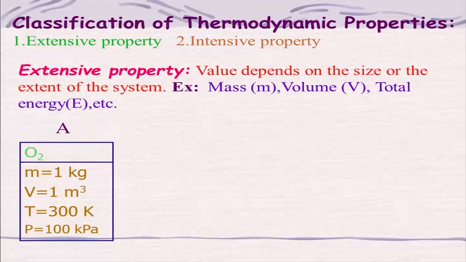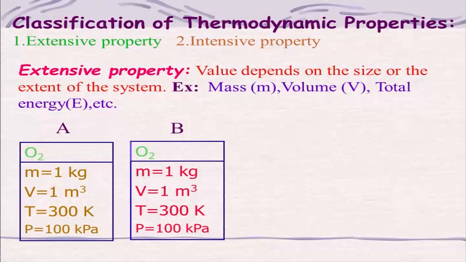Let's say there is a cylinder which contains oxygen, 1 kg of mass and 1 m³, and it is at temperature 300 Kelvin and pressure of 100 kilopascal, right? And there is another cylinder B which contains the same oxygen, 1 kg, 1 m³, and 300 Kelvin and 100 kilopascal. We allow it to interact with each other. Let's say there is a connector, it is connected to each other, then it became one system, right?